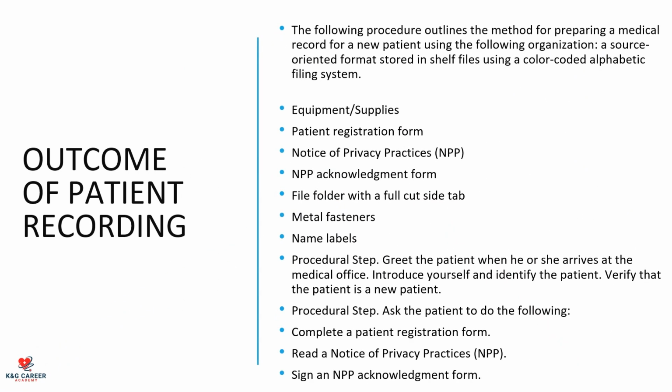Outcome of patient recording. The following procedure outlines the method for preparing a medical record for a new patient using the following organization: a source-oriented format stored in shelf files using a color-coded alphabetic filing system. Equipment and supplies: patient registration form, Notice of Privacy Practices, NPP, NPP acknowledgement form, file folder with a full-cut side tab, metal fasteners, name labels.